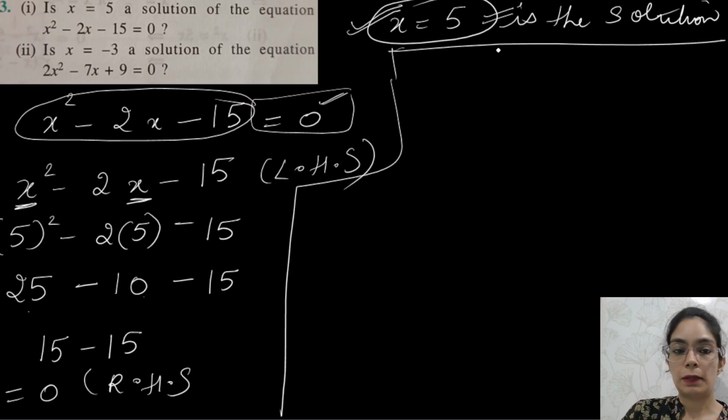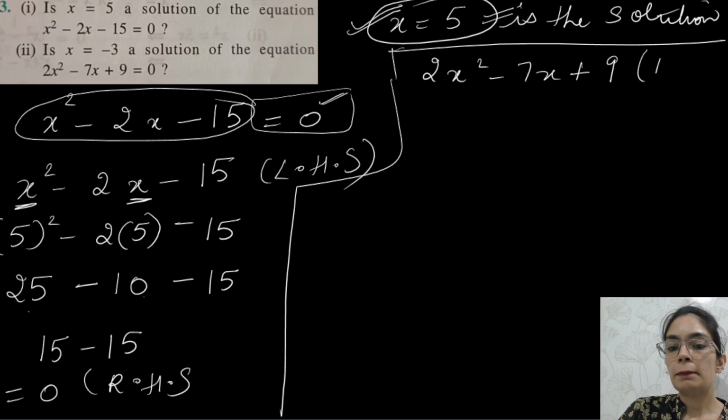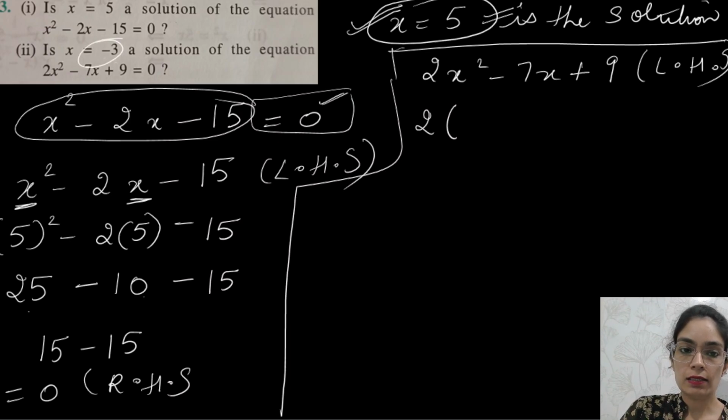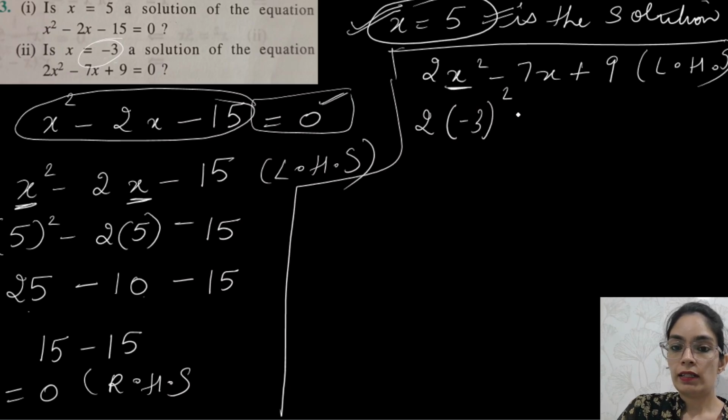Now let's do the second part. In the second part also the same thing we have to do. We have to check if x equals minus 3 is the solution of this equation. The given equation is 2x square minus 7x plus 9 equals 0, but I am taking only the left hand side, because the left hand side I have to simplify, and if its answer is equal to 0, that means that particular value of x is the solution. So let's do. The value of x for this one is negative 3. So in place of x I am writing negative 3. So 2 into negative 3 whole square, minus 7 into negative 3, plus 9.